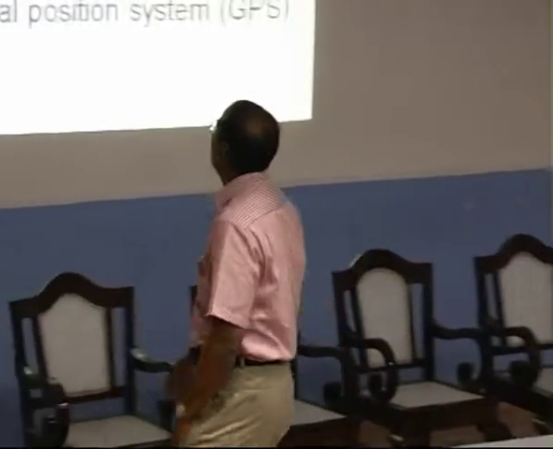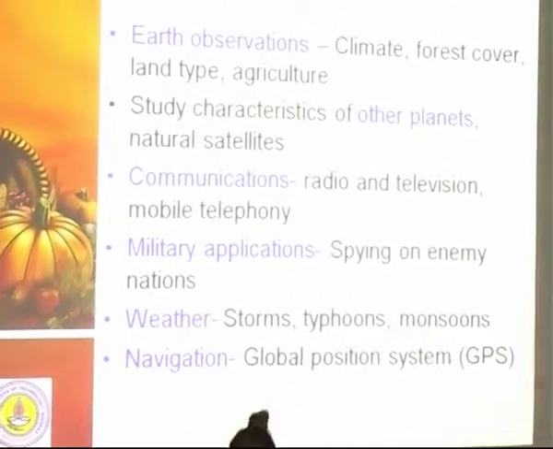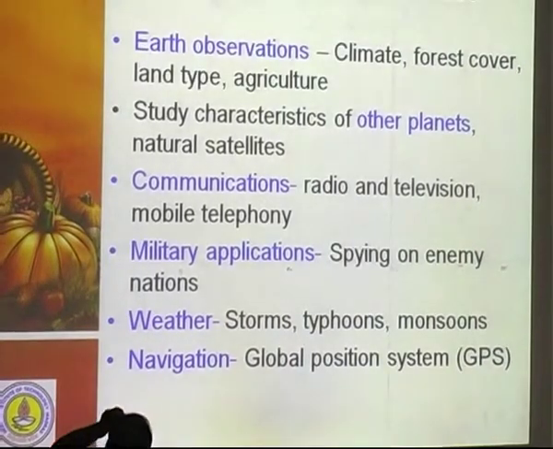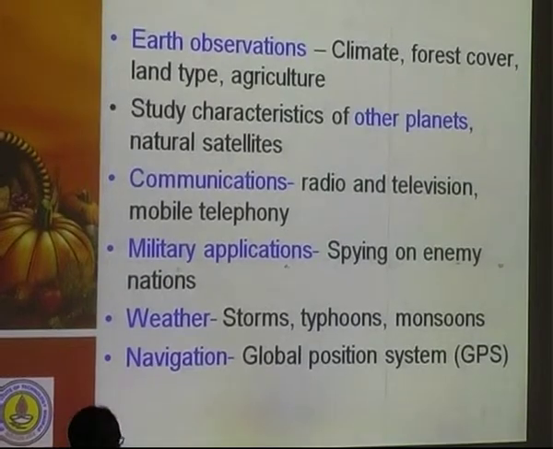Then what is the major scientific output of the Chandrayaan? Water is there on the moon. That is accepted even by NASA. Okay. So what do we do with satellites? Once the launch vehicle puts the satellite in space, we can do Earth observations, study characteristics of other planets, communications, military applications, weather, navigation, and so on.